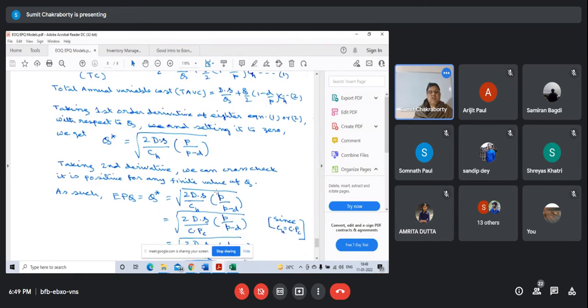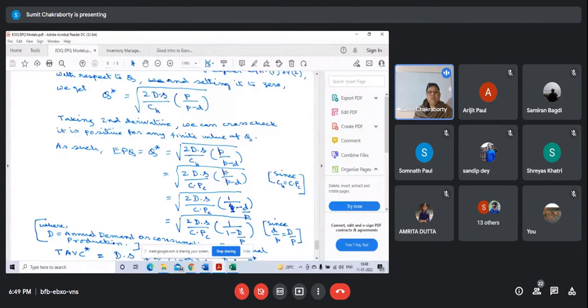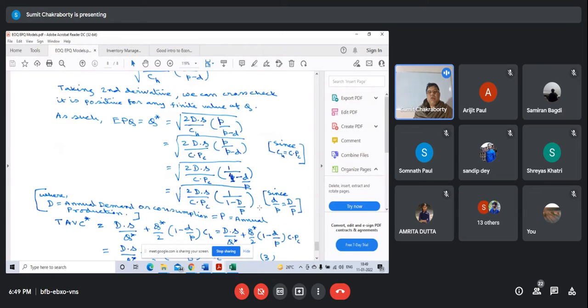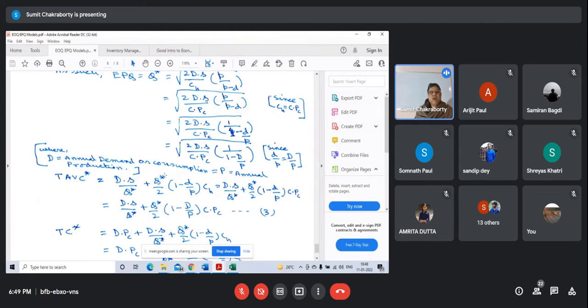Now if you take the second order derivative, you will find that it is positive for finite values of Q. So EOQ, so EPQ, Q star equals square root of 2DS by CH or CPC, divided by P, multiplied by P minus D. Now we divide numerator and denominator by P, so we get 1 by 1 minus D by P. Now we know small d by small p equals capital D by capital P, if you multiply both by 365, you will get this. Annual demand or consumption rate, P equals annual production.